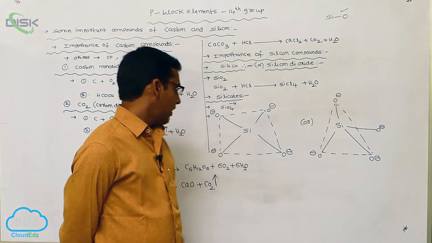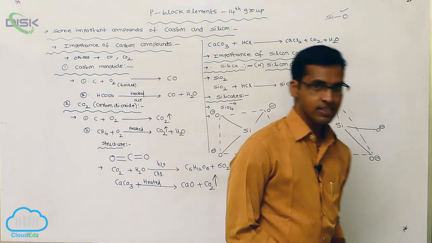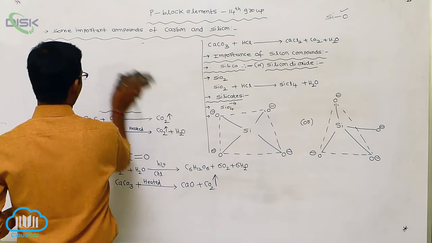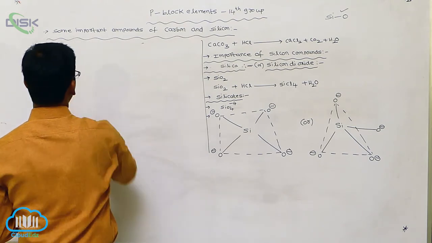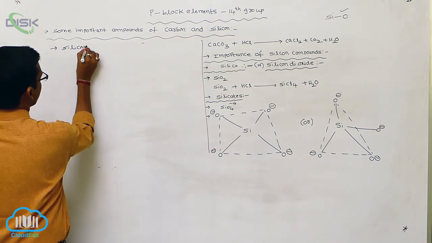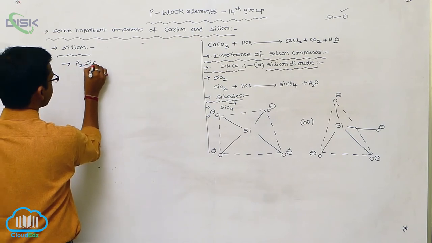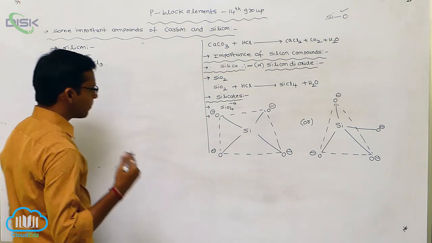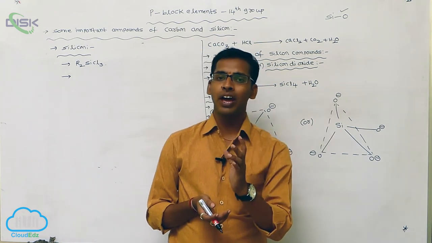And the next one is silicone. The silicone general formula is R2SiCl2. Silicones are prepared from alkyl or aryl substituted chlorides.